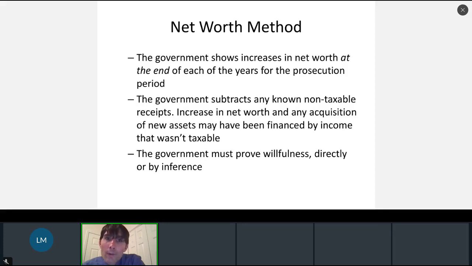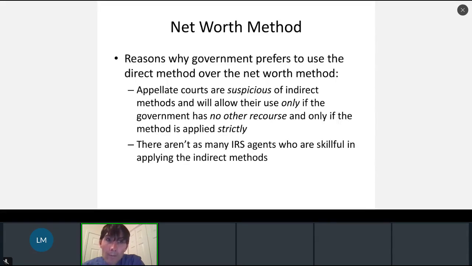The government shows increases in net worth at the end of each of the years for the prosecution period. The government subtracts any known non-taxable receipts, since an increase in net worth and any acquisition of new assets may have been financed by income that wasn't taxable. The government must prove willfulness directly or by inference. So there are reasons why the government prefers to use the direct method over the net worth method.